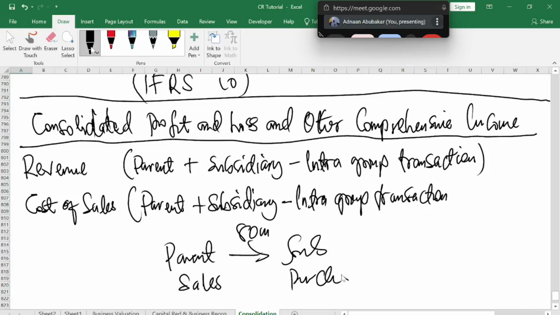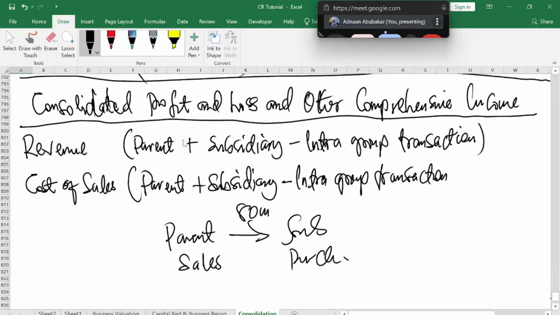Purchasing, buying. You understand? So here, when you come to the revenue, the one who sold will have 80 million embedded in revenue. And the one who purchased will have what? 80 million embedded in the cost of sales. So you have to remove both. You have to remove the 80 million from both, because there shouldn't be any transaction like that.